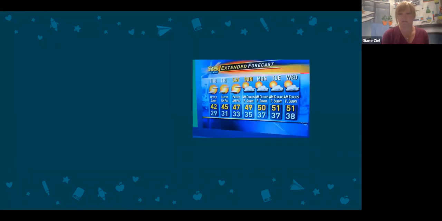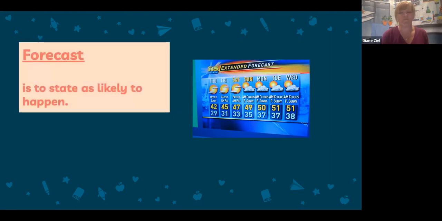Here you see an example of what the weather will be like for the week. This is an example of a forecast. That's right. A forecast is to state as likely to happen.